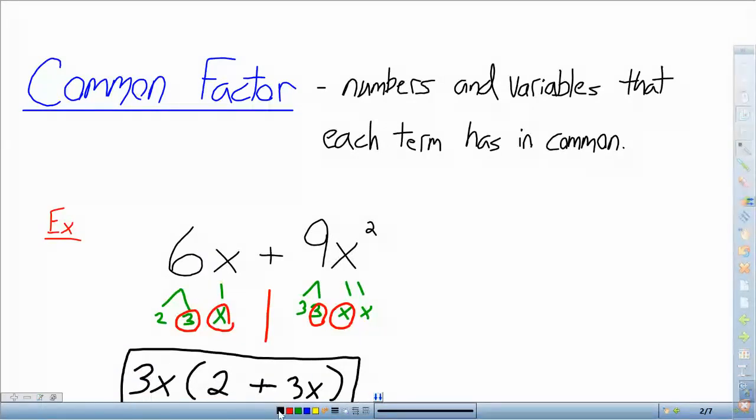Eventually, we might be able to do this in our head. But what I just showed you is the surefire way of doing these problems: breaking them down with factor trees and seeing what they have in common. That's maybe the easiest way of doing these problems. So let's make some sense out of this.